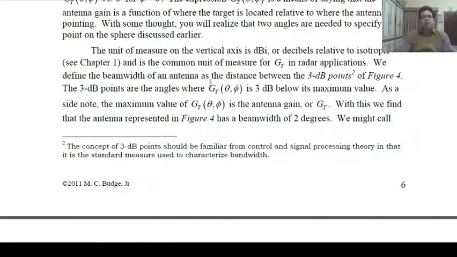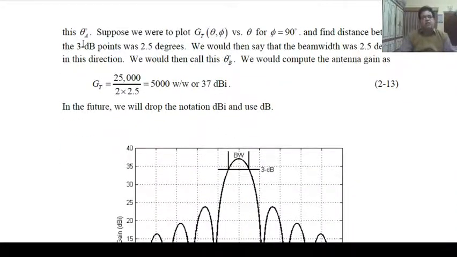We define the beam width of an antenna as the distance between the 3 dB points, which is shown in the figure. What is the beam width of an antenna? Distance between 3 dB points. 3 dB points are the angles where G_T(theta, phi) is 3 dB below its maximum value. As a side note, the maximum value of G_T is the antenna gain. With this we find that the antenna represented in figure 2.4 has a beam width of 2 degrees. We might call this theta_A degrees.